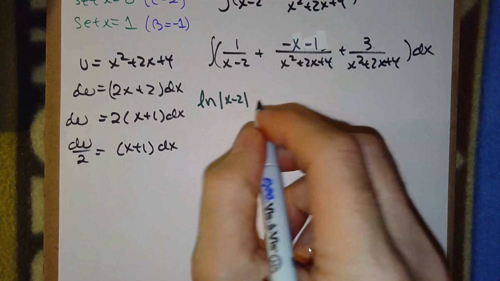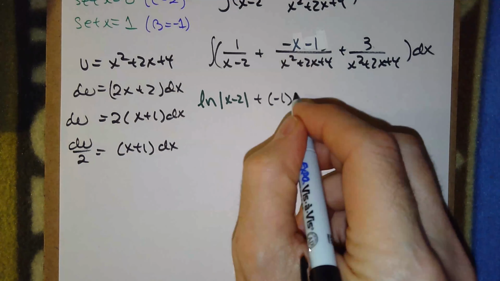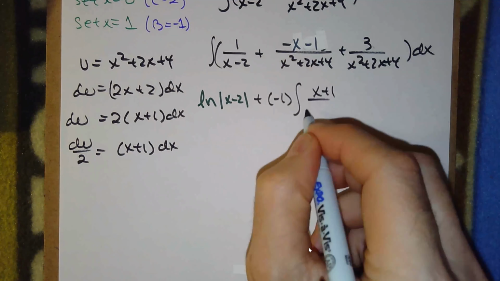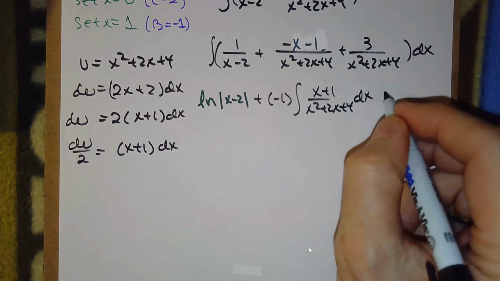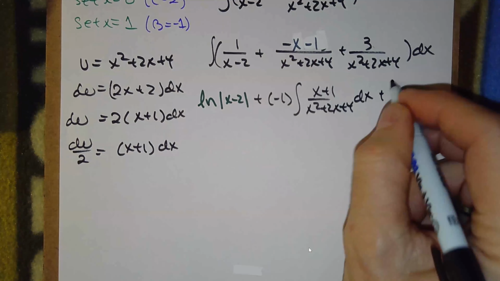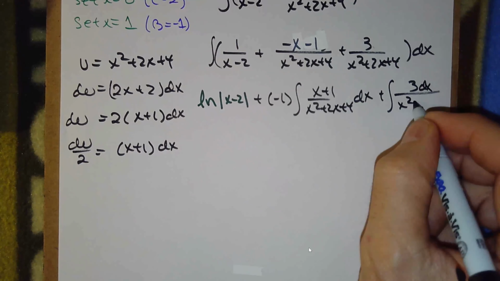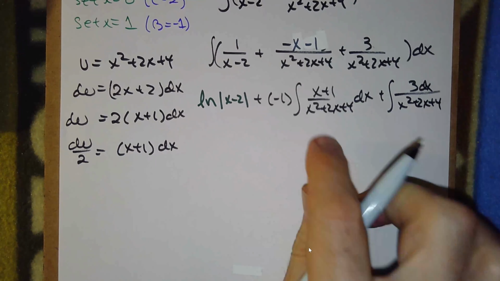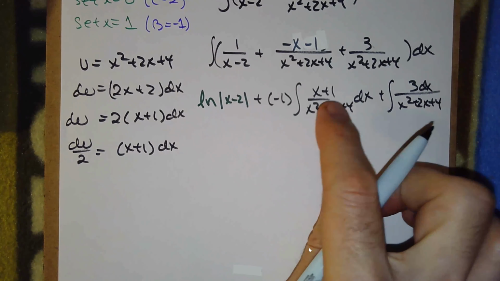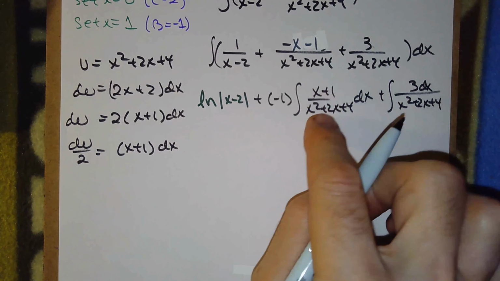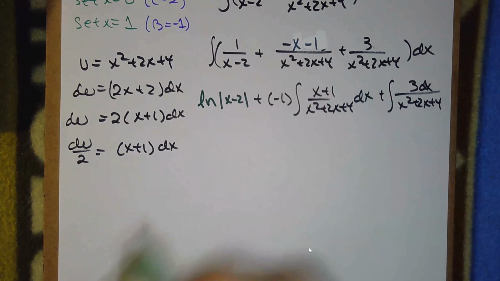So let's do that. I'll factor out the negative and leave behind x plus 1 over x squared plus 2x plus 4 dx, plus the integral of 3 dx over x squared plus 2x plus 4. So this one I can now handle. That one's just a u substitution. I'll put 1/2 du over u, and then I'll get a log out of that. So I'm getting closer to this.